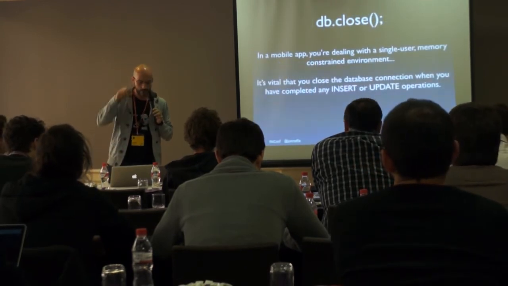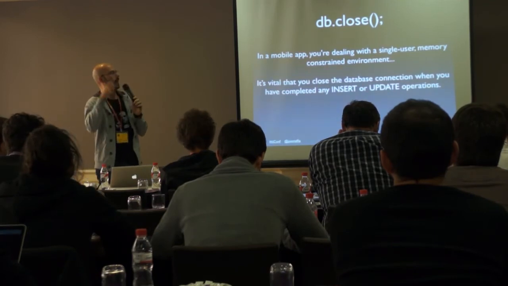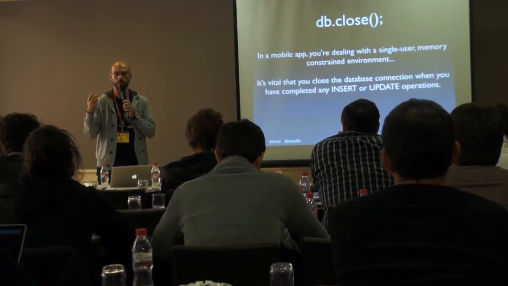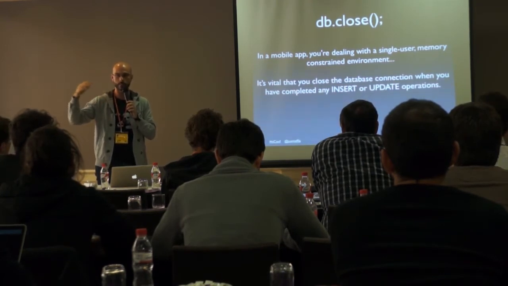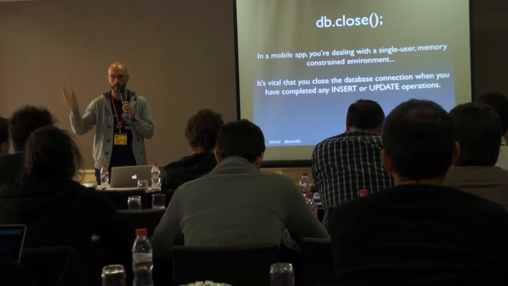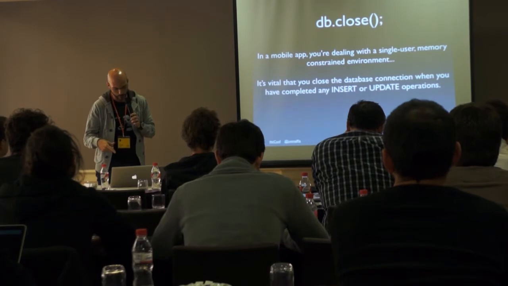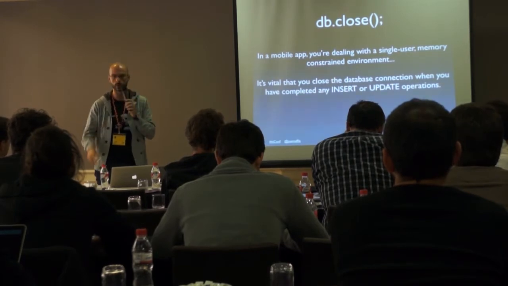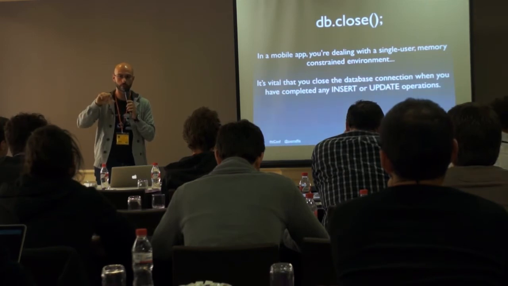db.close. Right, basically, it's really simple. In a mobile app, you are dealing with a single-user, memory-constrained environment. So if you don't actually close the DB, the memory that the application is using gets bigger and bigger, and sooner or later it will probably fail and you will run out of memory. You will also get a database object not closed exception if you don't do it and you're trying to read the database without the db.close.